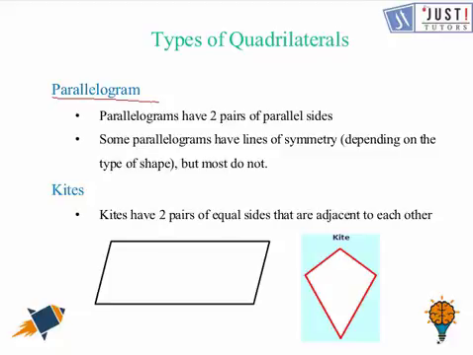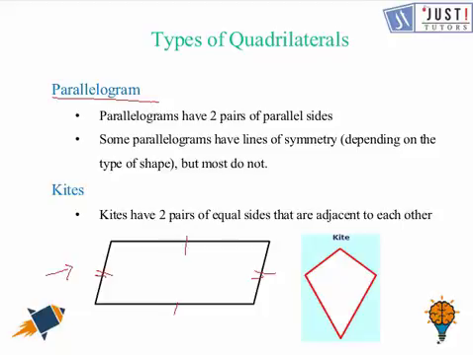Now we move ahead and we're going to discuss about parallelograms. So parallelograms have 2 pairs of parallel sides. As you can see in this picture that these 2 and these 2 are parallel. So 2 pairs of parallel sides. And some parallelograms have lines of symmetry. That totally depends on the shape of the parallelogram. But most do not. But generally parallelograms do not have lines of symmetry.